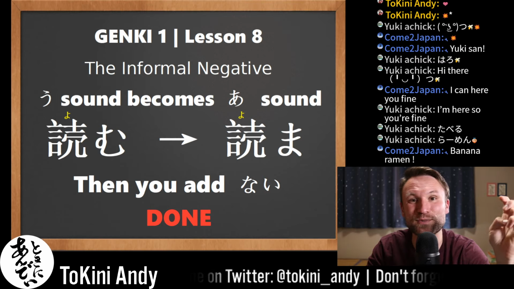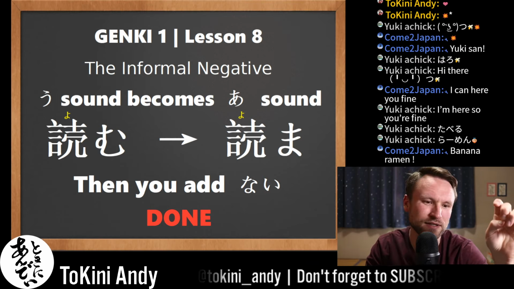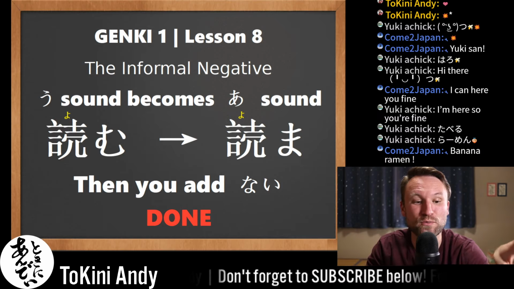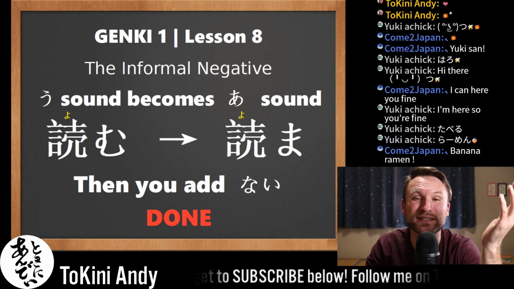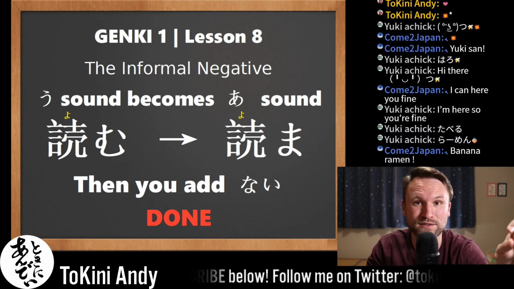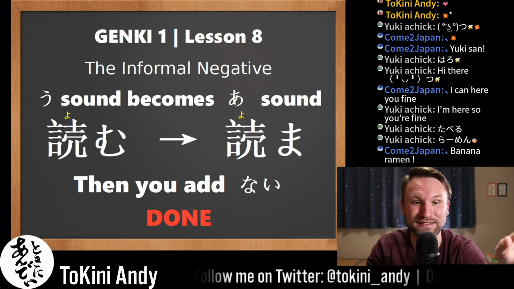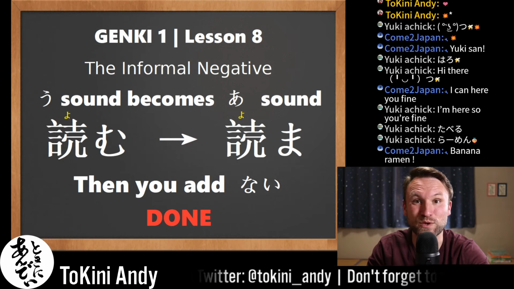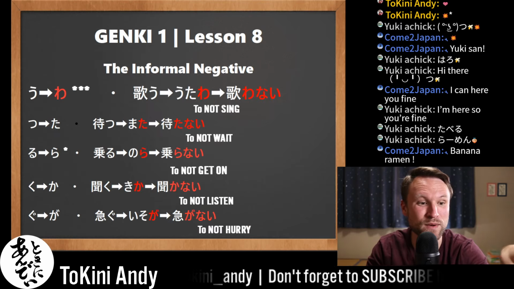Instead of the u becoming an i sound, the u sound becomes an a sound. So yomu, which is to read, the stem for the negative conjugation is yoma. So mu becomes ma, and then all you've got to do is add nai, and you've got the informal negative. So yomanai would mean "don't read." So let's go through these one by one.